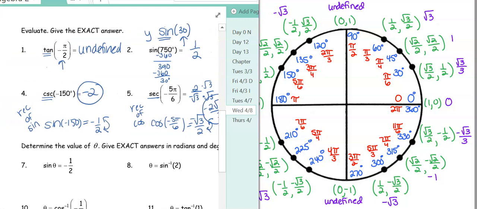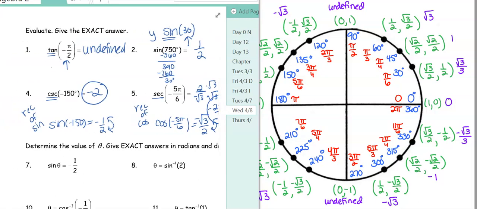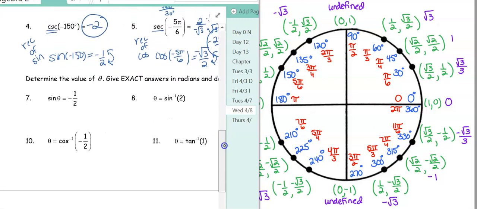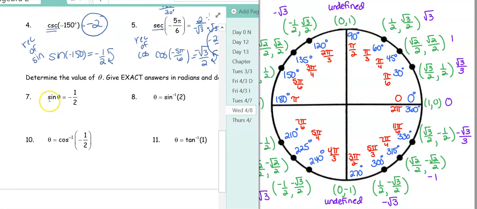Let's move on to the next section. So this was all given the angle measure. What was the trig ratio? Now we're working on the inverse trig. So now I'm giving you the trig ratio, and you have to find what angle gives you that value.